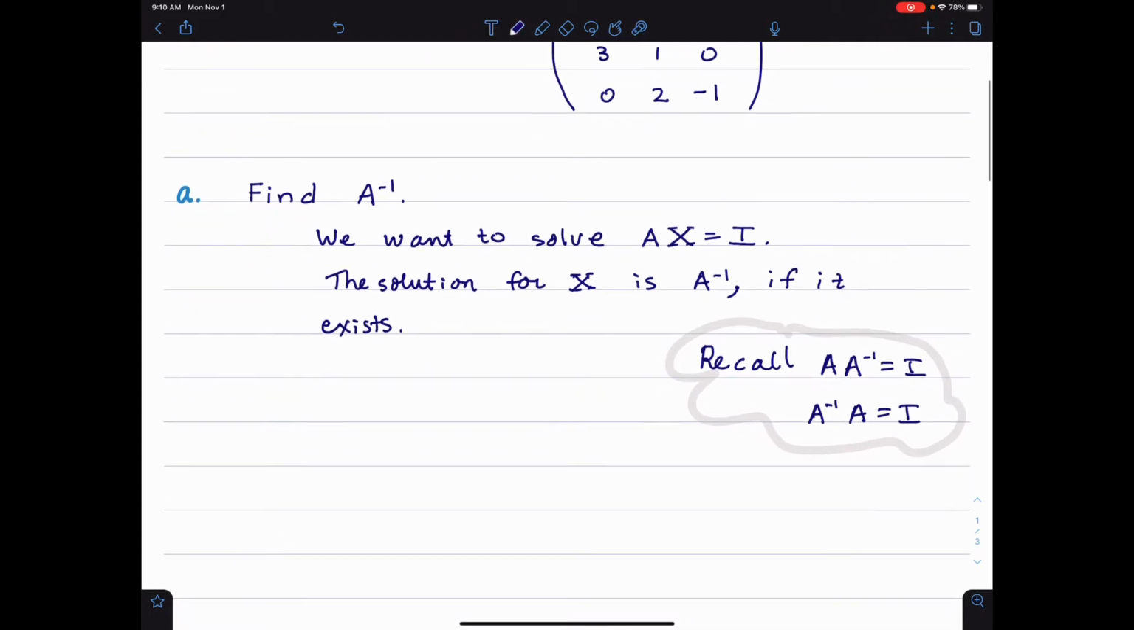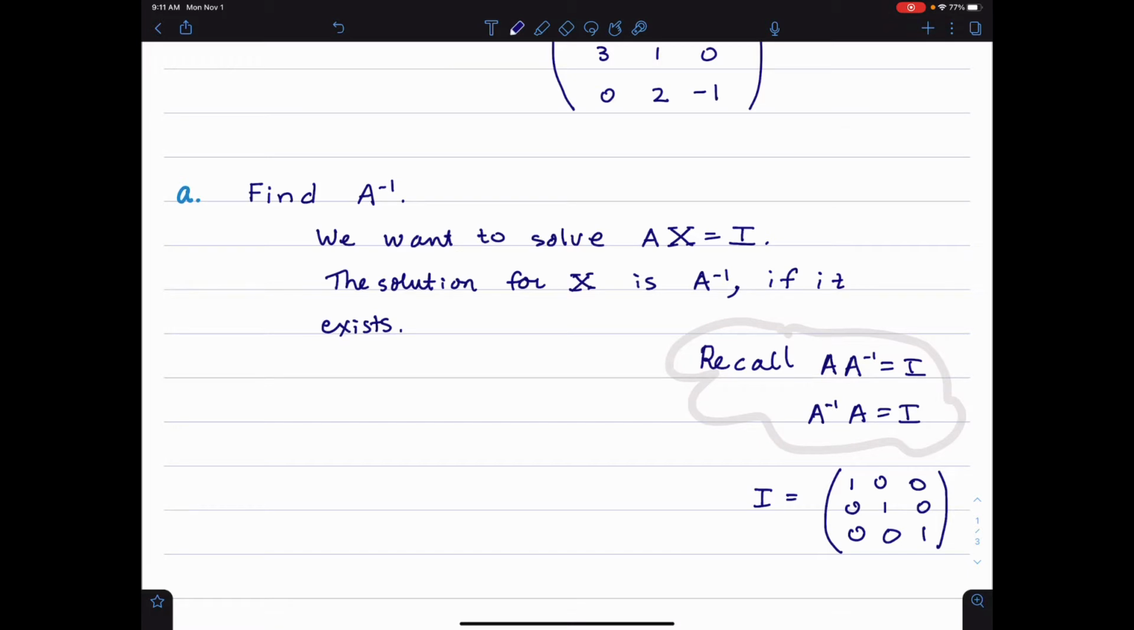And then just to further recall, I is the identity, and that's, in this case, the matrix I'm writing down here. The identity in general is a square matrix, so it's the same number of rows as columns, in this case 3 by 3, and it's ones along the main diagonal and zeros elsewhere.